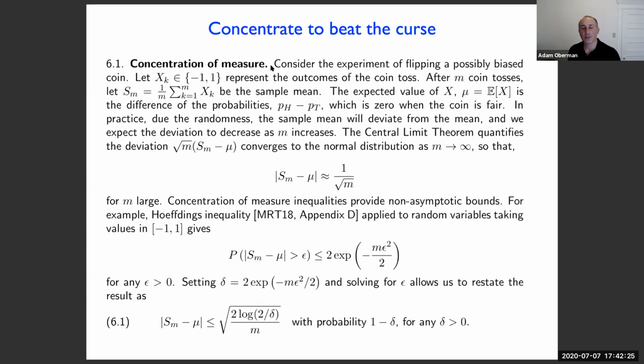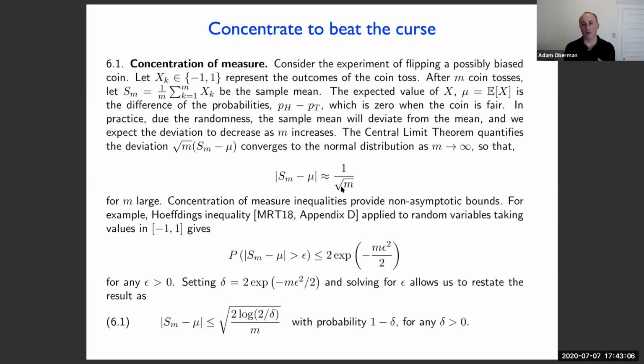So the basic concentration of measure is you flip a coin. It has probability P. You're asking the question, if I count the number of heads, or the mean, how far am I from the true value? So there's the sample mean, right? And then there's the actual mu, the expected value of x. Well, anyone who's taken statistics knows the central limit theorem. This is like saying that basically if you subtract the mean and scale by the square root of the number of flips, the number of samples, this thing converges to a normal, okay?